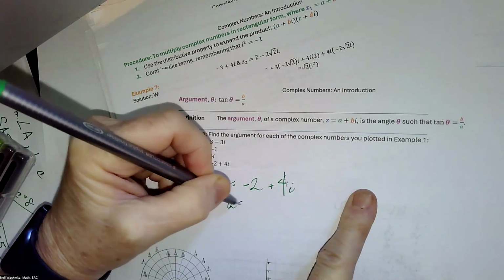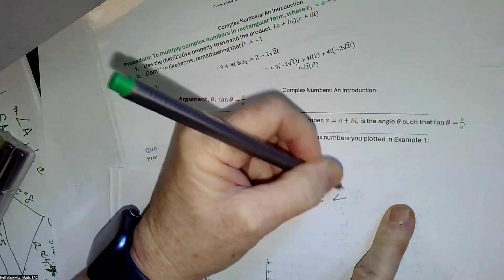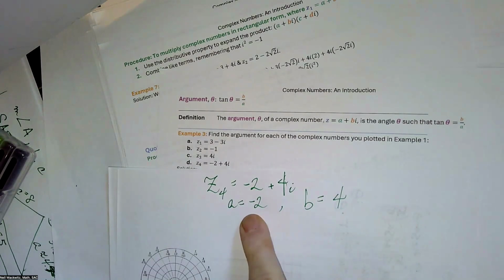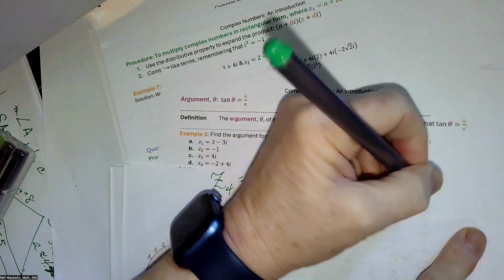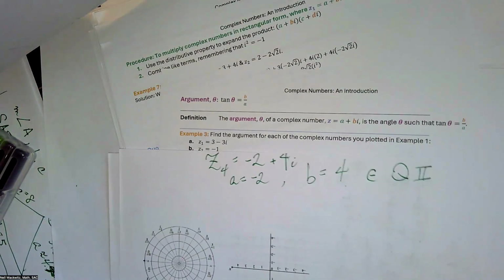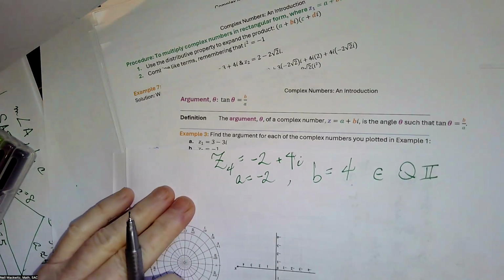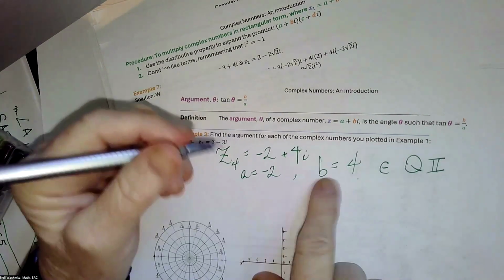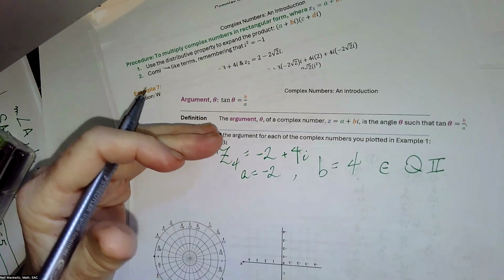That means that little a is -2, little b is 4. That means we're in quadrant 2, and the tangent that we get automatically is going to be in quadrant 4. So we'll have to move it. So it really is important to locate the quadrant your point is in.